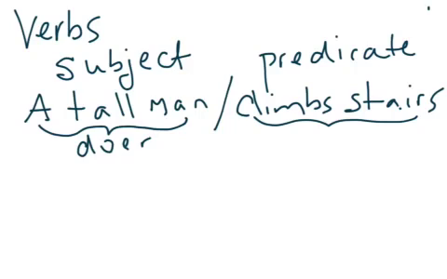Okay, let's get our little guy in here. Tall man climbs stairs. So, in our sentence, found in the predicate is the action, which is called a verb.